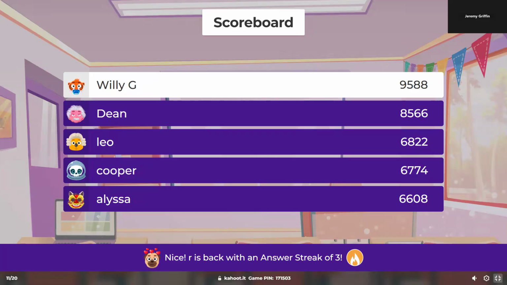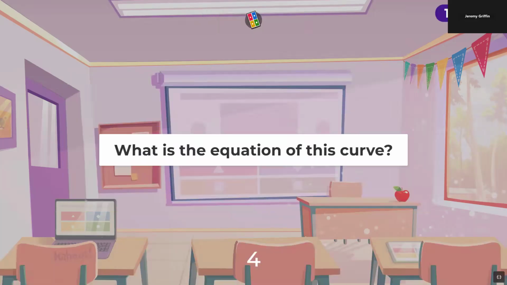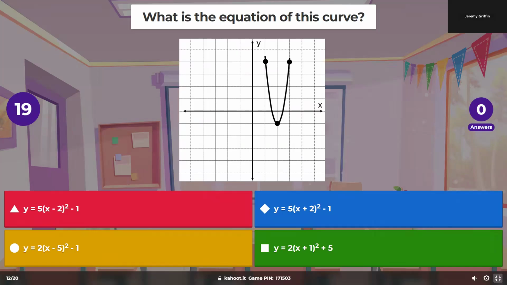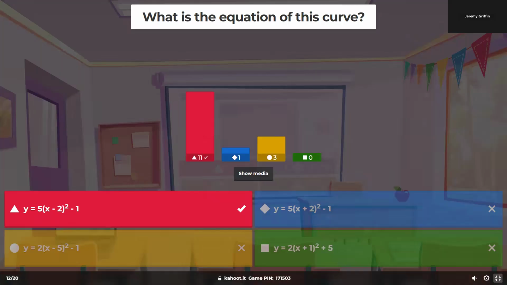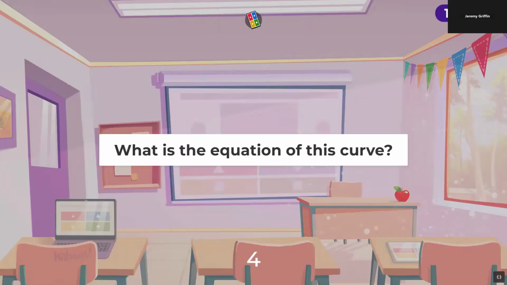All right, Alyssa, Cooper, Leo, Dean, Willie G. Equation of this curve. Oh yeah. And so looks like right 2, down 1, and then vertically stretched by a factor of 5 also. Yeah, it's all there.